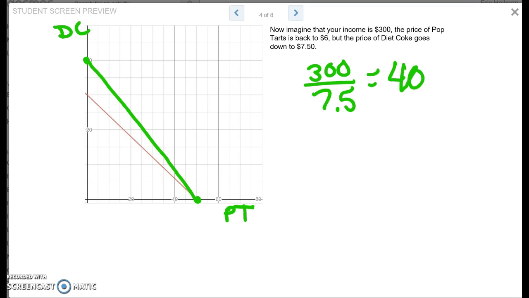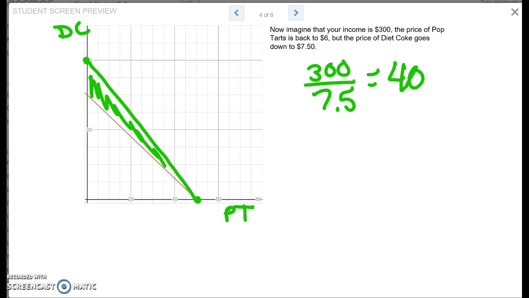The change now is going to be on the Diet Coke axis. The price of Diet Coke went down. Sweet. And so if I spend all $300 on Diet Coke, I can now afford 40 cases, which is right here. So our budget constraint shifts up. Notice we added this area to our feasible set.